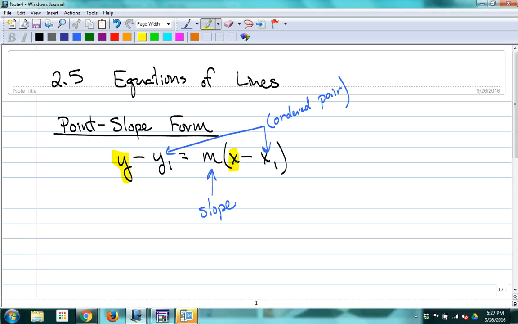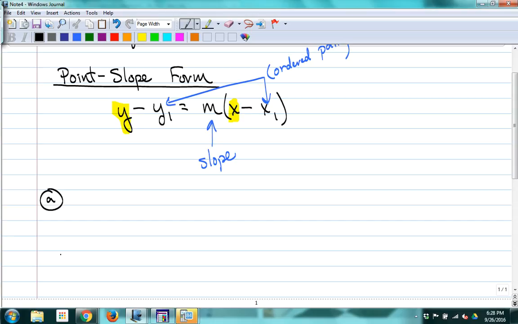Will you have the formulas? Yes, I will actually give you the formulas for the final exam. On the final, you'll have the formulas. And I'll probably give them to you on the exam next week as well. Exam next Monday.